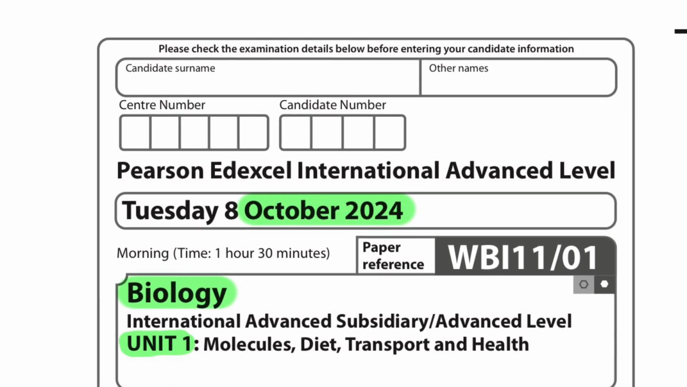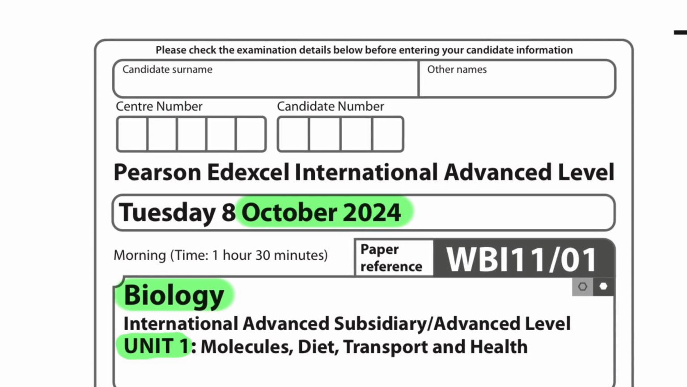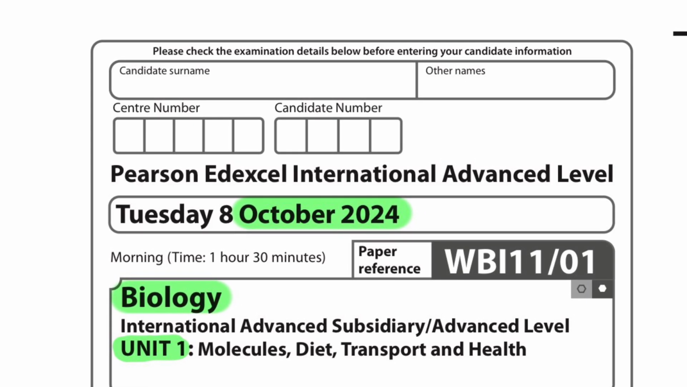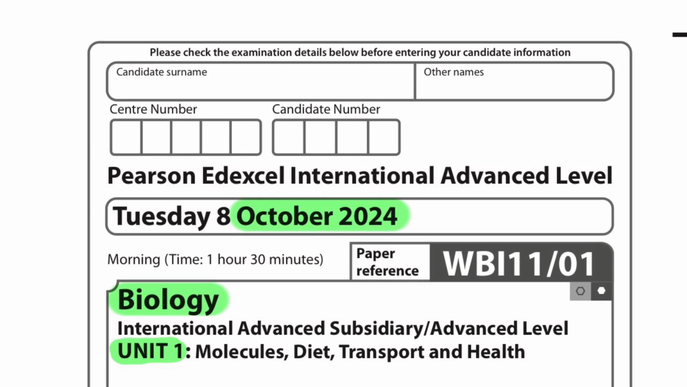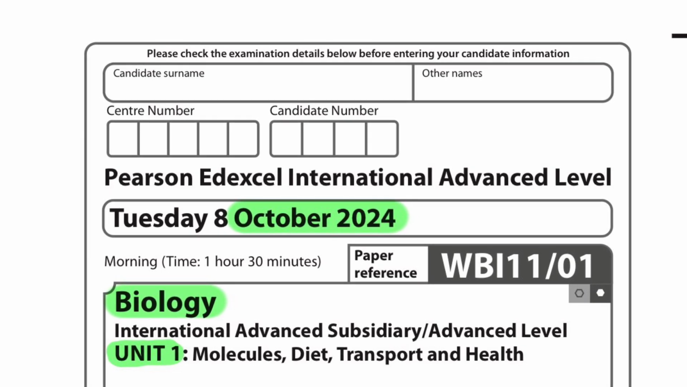Today we are doing the Pearson Edexcel International A-Level Biology, Unit 1 for October 2024. Let's begin with the first question.